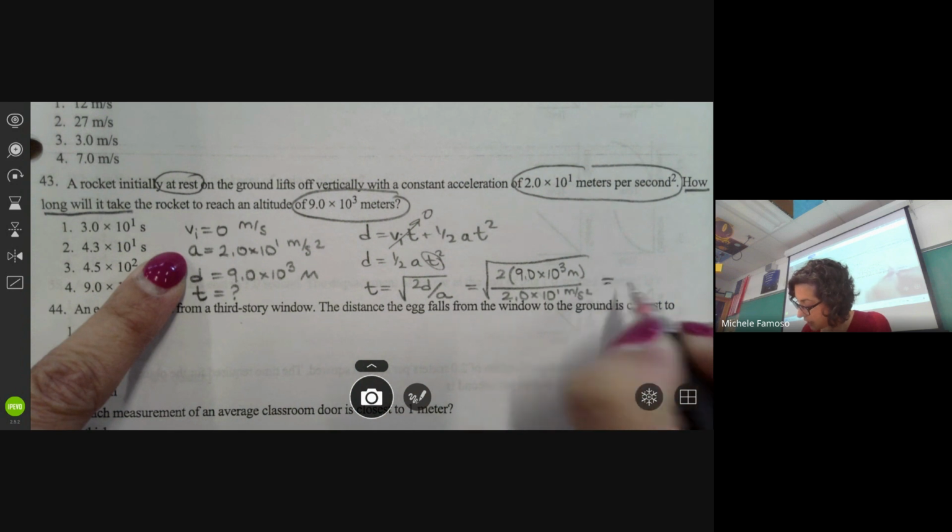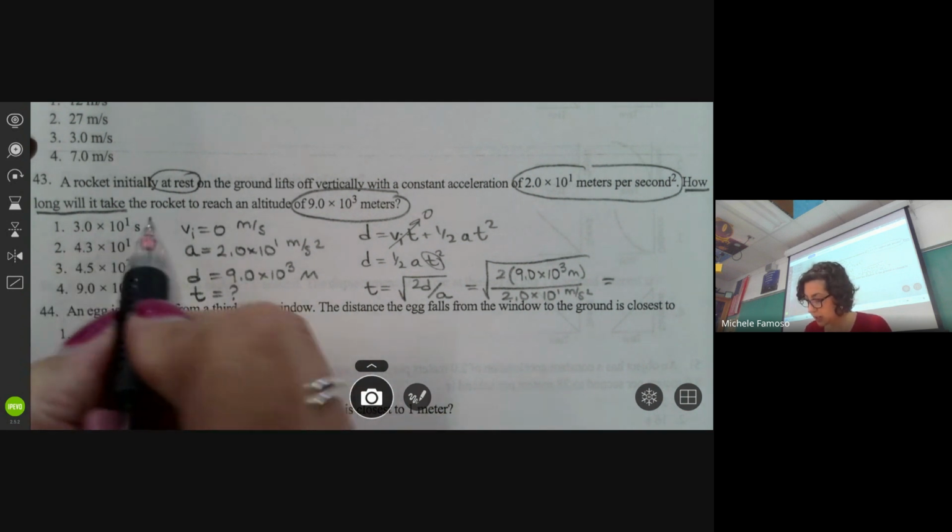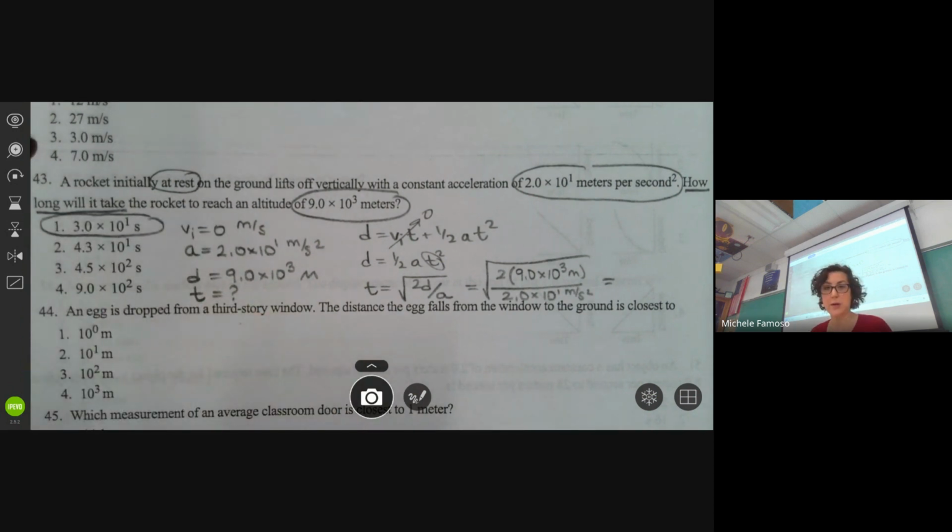So when I work this out, you can put your calculator in scientific notation. Since they're all in scientific notation, go to the Sci mode and work it out. So the square root of 2 times 9E3 divided by 2E1 gives me an answer of 3 times 10 to the 1, which is choice number 1. Anything else through 49?